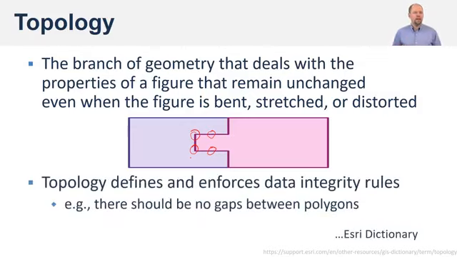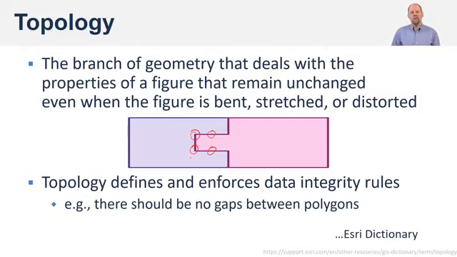A more pragmatic definition that is given in the Esri dictionary is that topology defines and enforces data integrity rules. And that, I think, is a more pragmatic way, as GIS users, of thinking about what topology is good for and why it's useful for us to know about it. So, for example, there should be no gaps between polygons. So from a user point of view, when you're creating a data set or you're cleaning up a data set, trying to find errors and correct them, you can impose rules on that data set to say, for example, you don't want to have any overlaps between polygons.